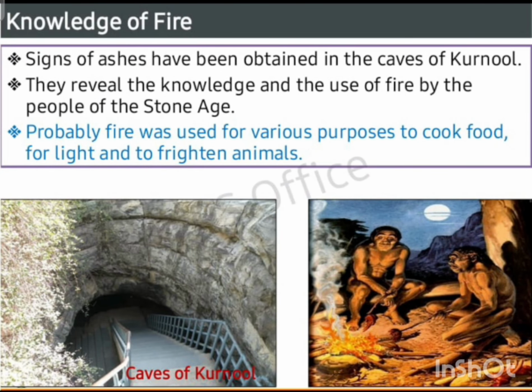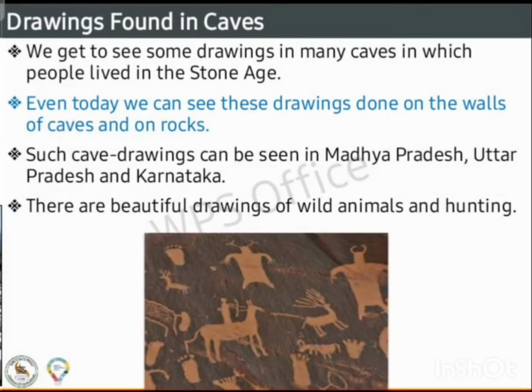Knowledge about fire. Signs of ashes have been obtained in the caves of Kurnal. They reveal the knowledge and the use of fire by the people of the Stone Age. Probably fire was used for various purposes: to cook food, for light, and to frighten animals. Stone mining.